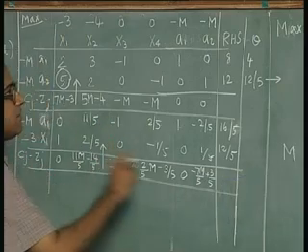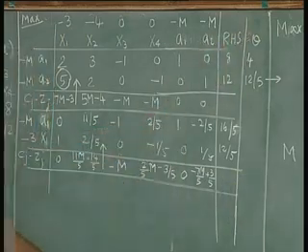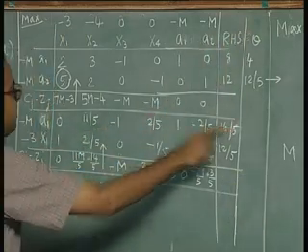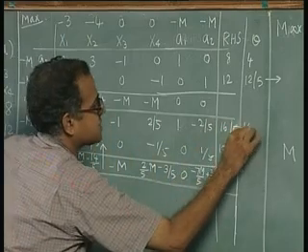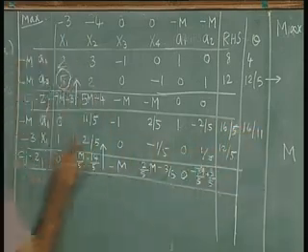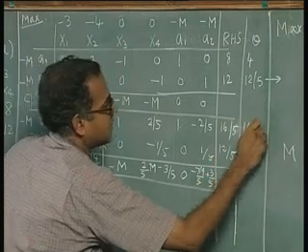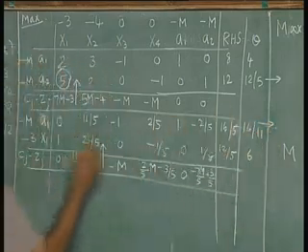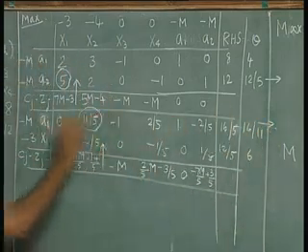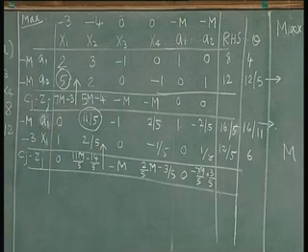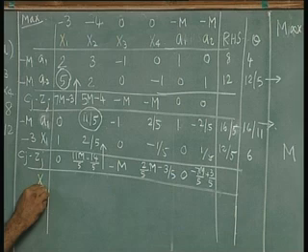Now, to find out the leaving variable, we have to compute theta. So, this is 16 by 5 divided by 11 by 5, which is 16 by 11. 12 by 5 divided by 2 by 5, which is 6. 16 by 11 is smaller, so this variable leaves. This is the pivot element. So, now variable x2 replaces variable a1. So, we have x2 here, we have x1 here.